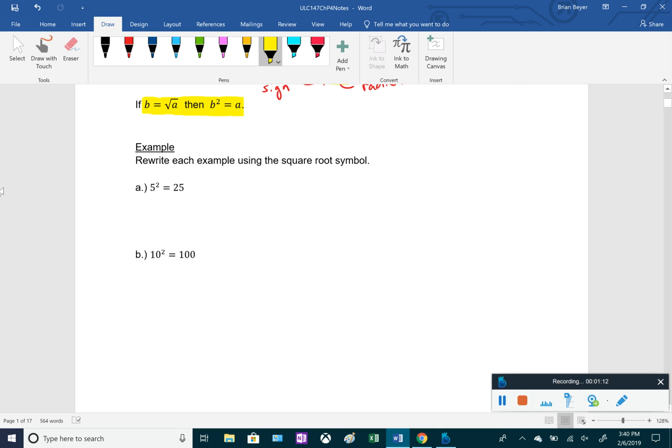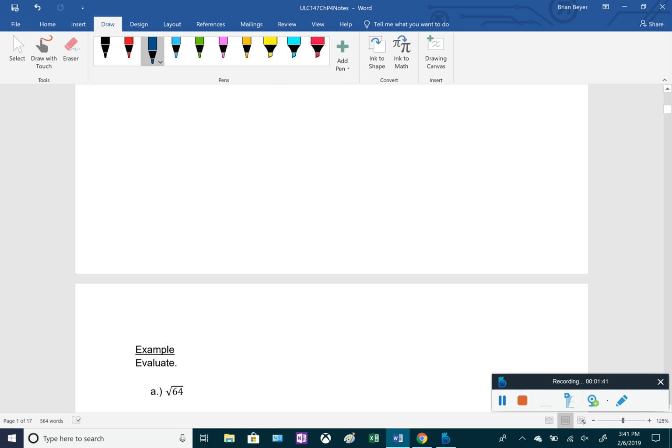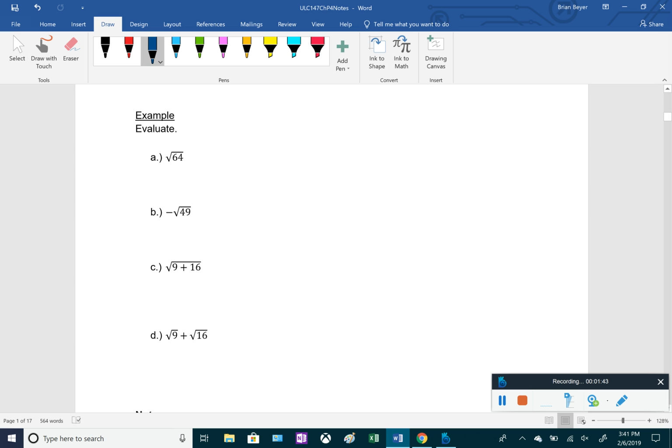So let's do some examples where we're just converting between those two forms. For example, if we have 5 squared equals 25, and we want to rewrite that equation using the square root symbol, it would be 5 equals the square root of 25. And 10 squared equals 100 would be the same thing as 10 equals the square root of 100. As simple as that, and that's how we relate those two.